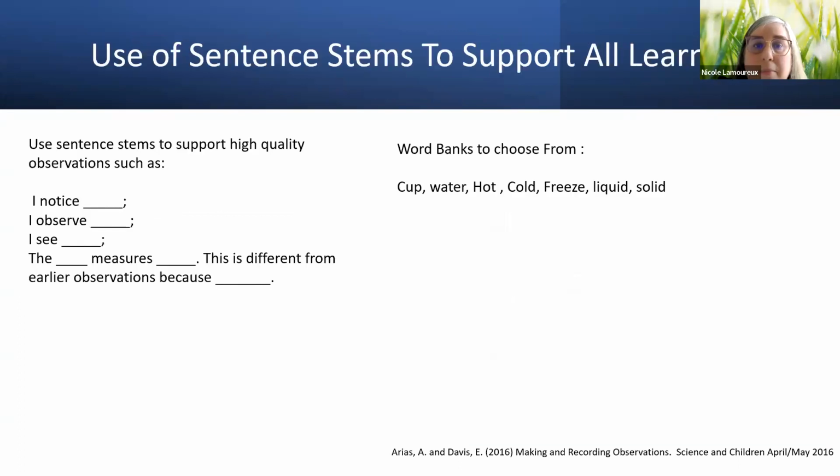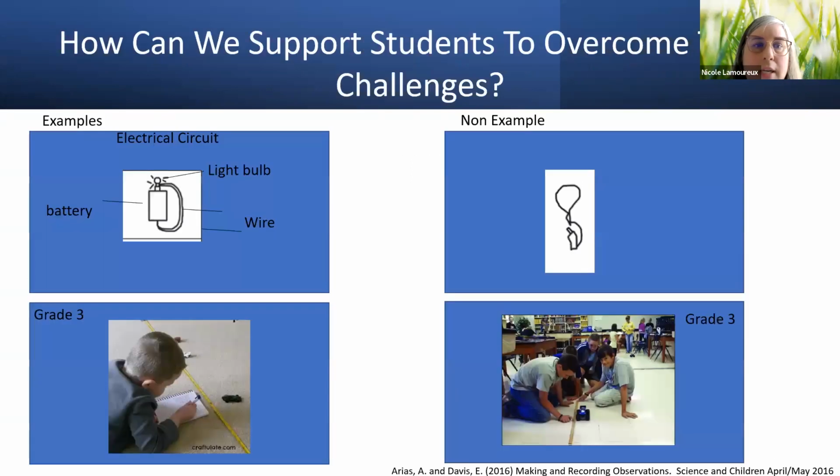Use of sentence stems. We have a high percentage of ELL learners in Alberta, and what's good for ELL is probably good for all learners. I listed a bunch here. Choose one sentence stem and a word bank that helps them fill that in and be able to talk about their observations first, or record them in writing.